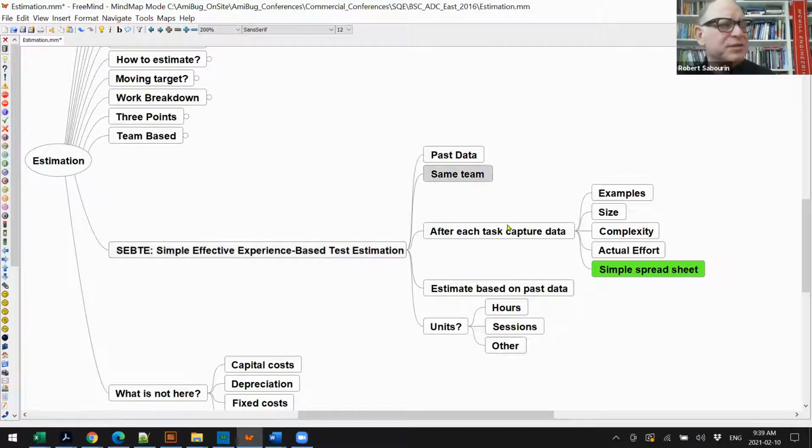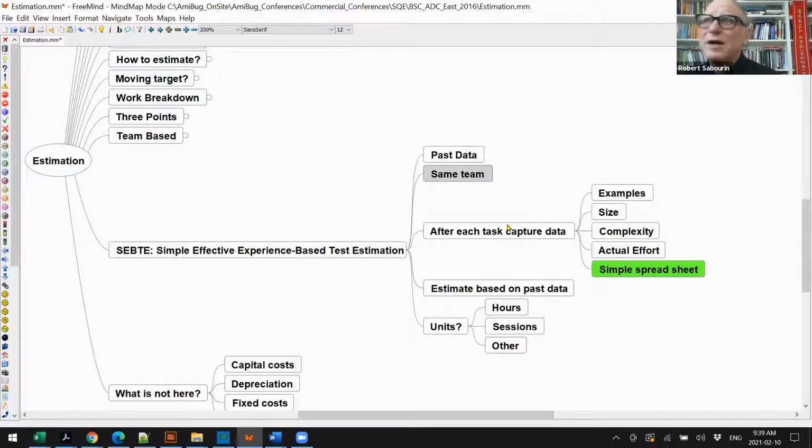Second thing is the data has to be related to the same team of people. Maybe you can have slight variance, but if the team changes dramatically, this method I'm going to show you is ineffective. So you need to basically consider this method is for the same team. If the team changes, the method will continue working, but you have to recalibrate it. You have to reset it because it's based on the skills and experience of the team. The team changes, the skills and experience change.